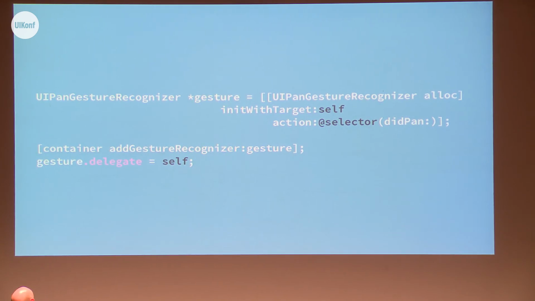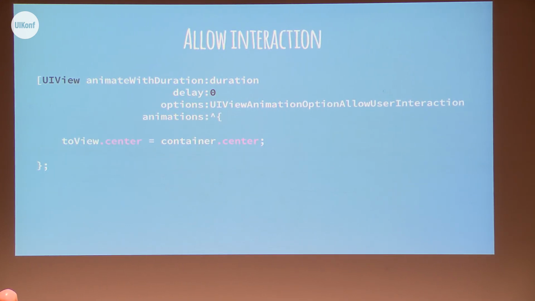So obviously part of this is a gesture, right? Before we start that initial animation, in this case, we're creating a pan gesture, but you could do like a pinch or whatever. And then we add this gesture to the container view. Another part you have to do is tell the animation that you want to allow user interaction. By default, that won't work. That'll block interaction. So we have to tell the animation system to do that. Then, just animate it like normal.